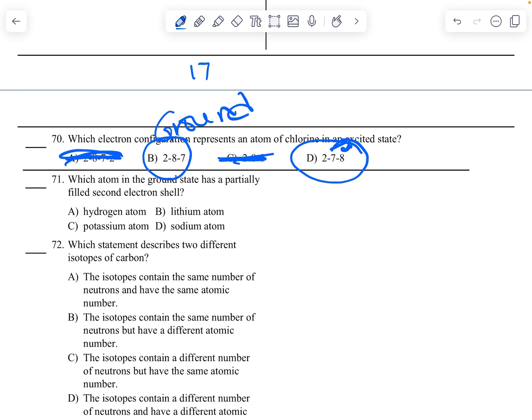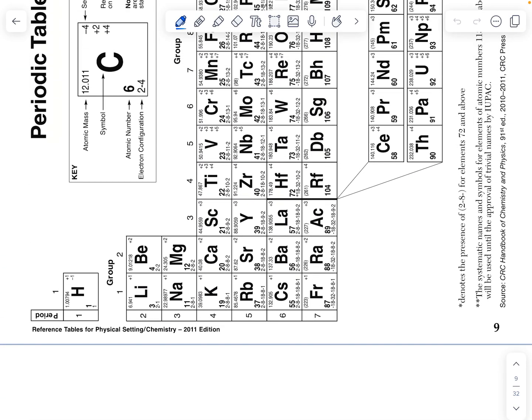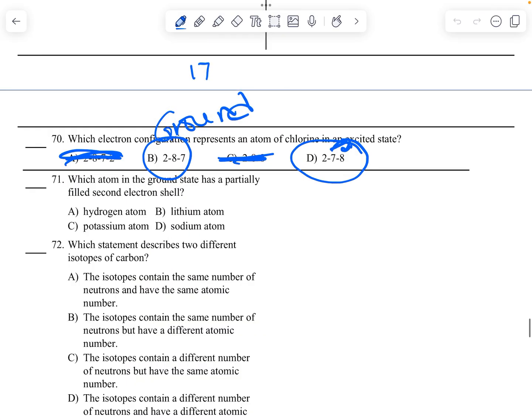Which atom in the ground state has a partially filled second electron shell? Hydrogen, lithium, potassium, or sodium. So let's go to the periodic table. Hydrogen just has 1. Lithium says 2-1. Sodium has 2-8-1. Potassium 2-8-8-1. So partially filled second electron shell, that would be lithium, because it's 2-1, and that's it. Everybody else fills this up to 8, or with hydrogen, it doesn't even have that. So lithium, it says 2-1, so this is not completely filled.